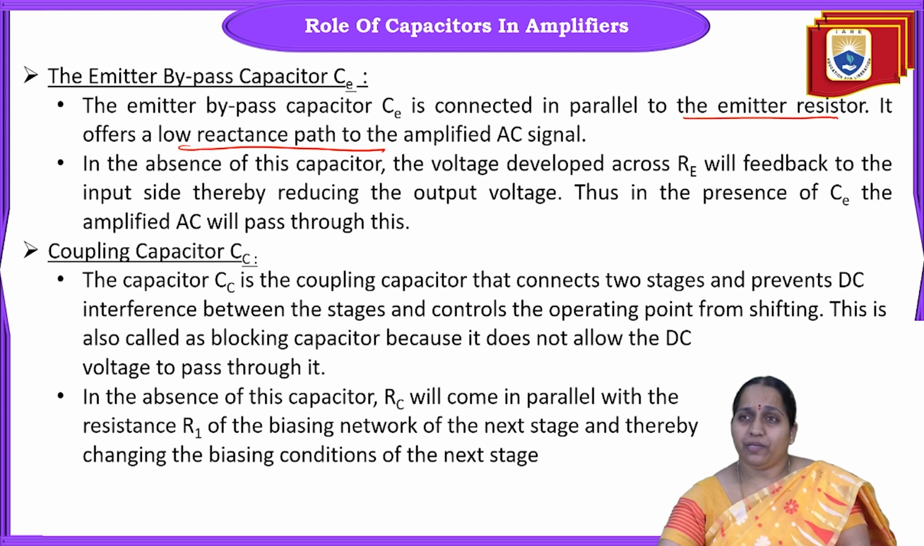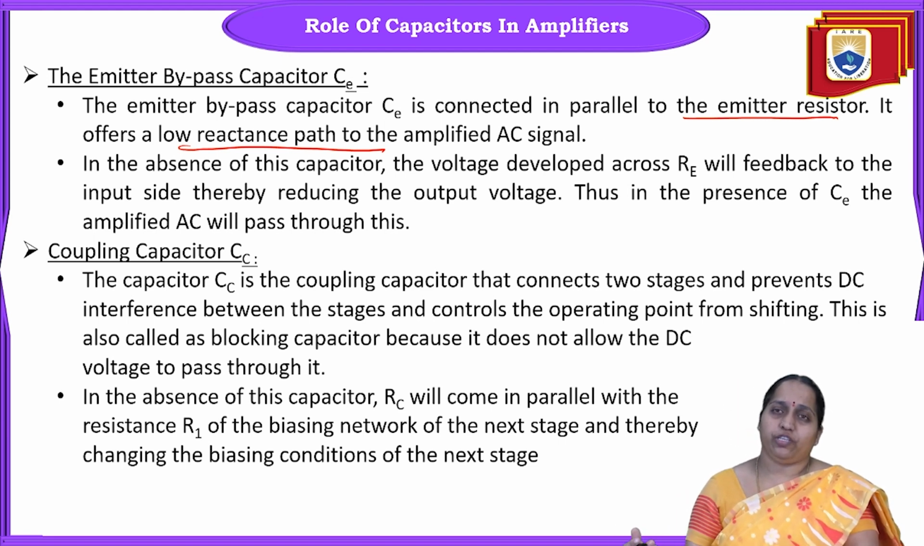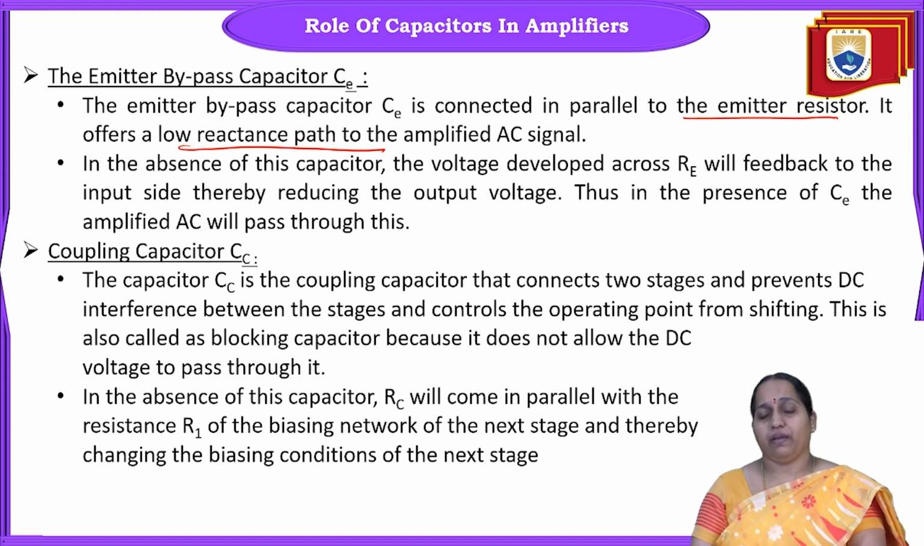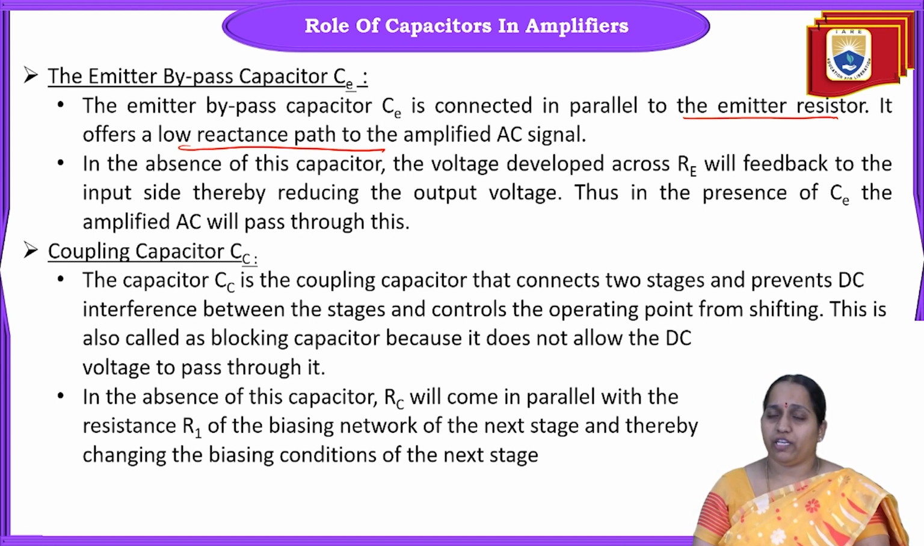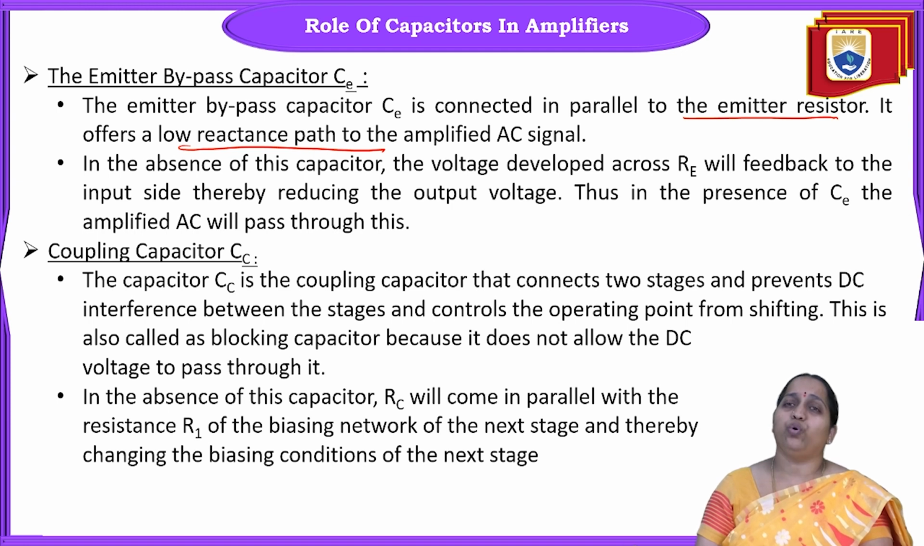Okay. So in the presence of CE, the amplified AC will pass through the particular stage. If CE is not connected, then the output voltage will be reduced. So indirectly we can say that to offer a low reactance path to the amplified signal, we are connecting the bypass capacitor CE across the resistor RE.